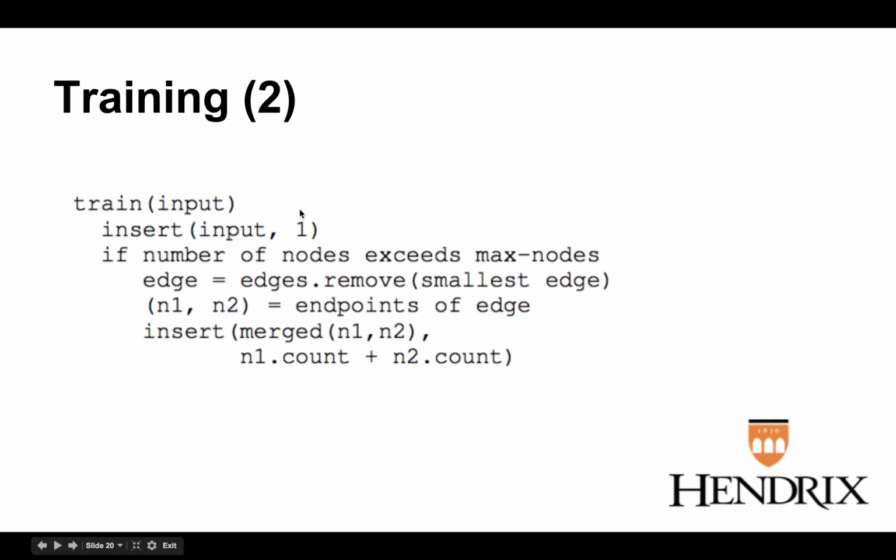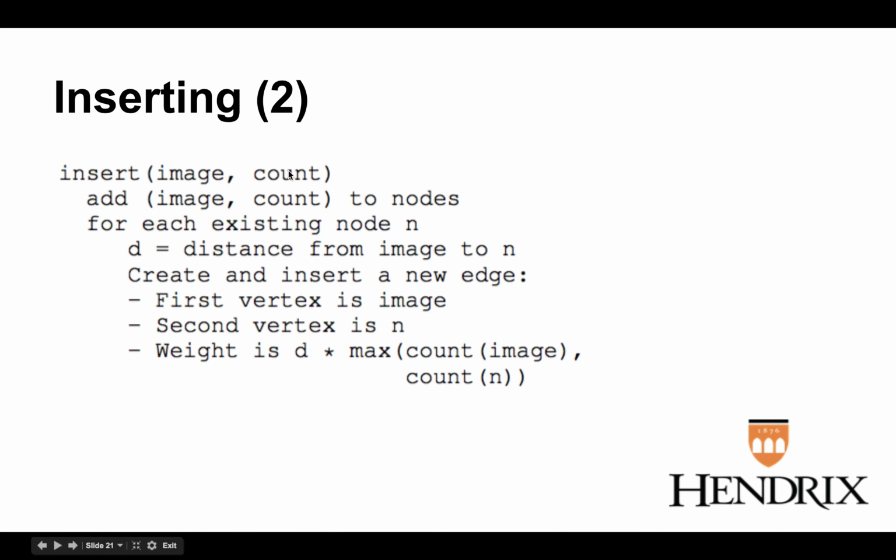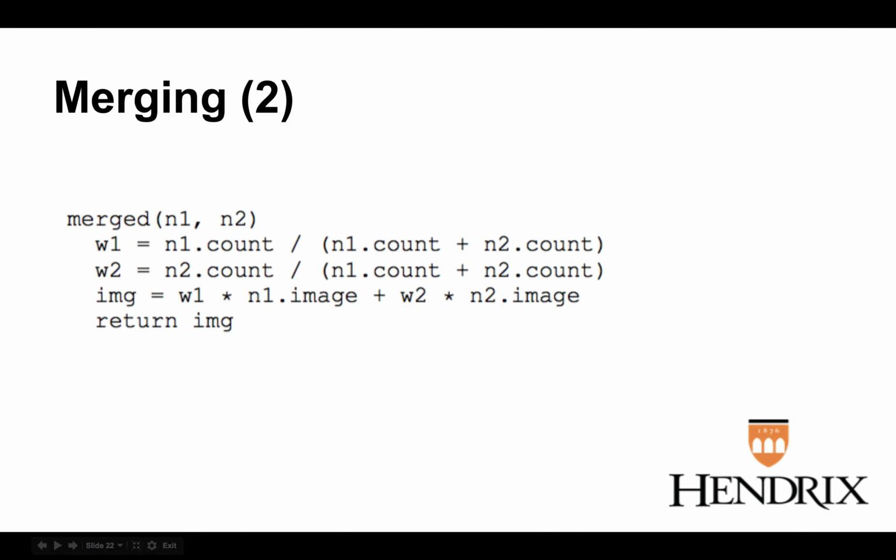So now when we train, we insert initially with a count of 1. When we do a merge, we insert the merged result, and then we also add the counts together. Okay? Then when we insert the edge, we multiply by the larger of the two counts. The larger of the two counts. When we are merging, we perform a weighted average, as outlined here. So we sum the counts and then use the numerators to help perform a weighting.